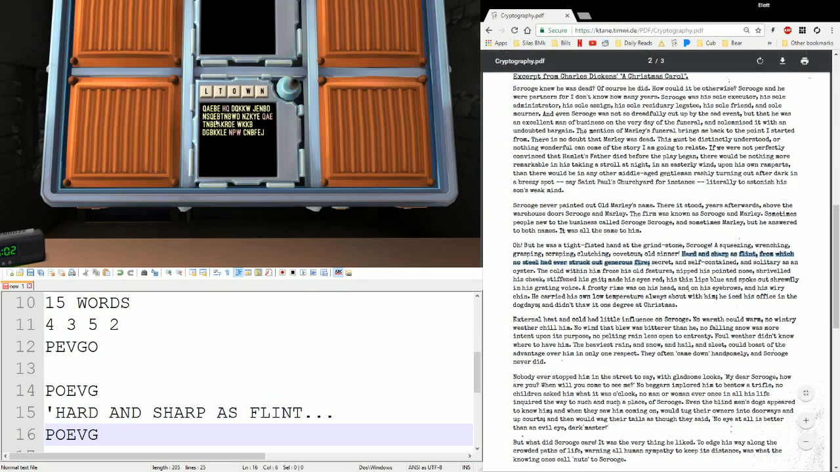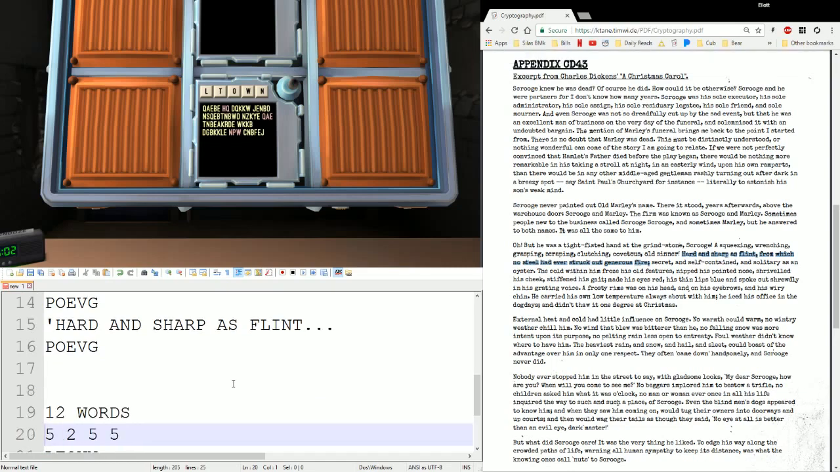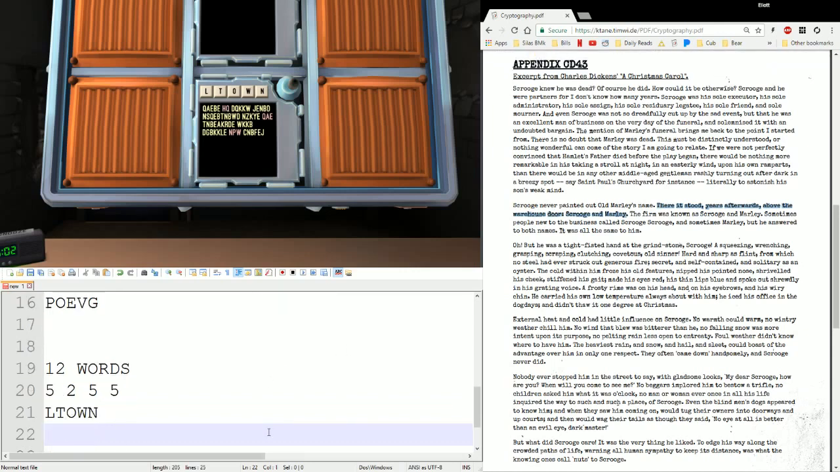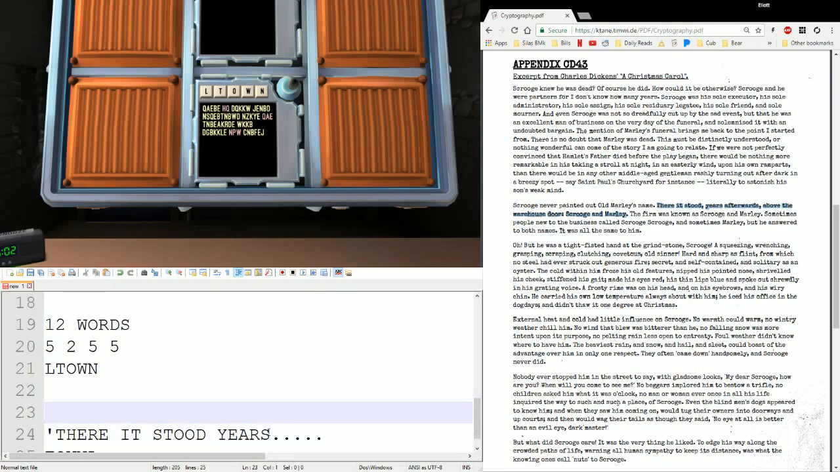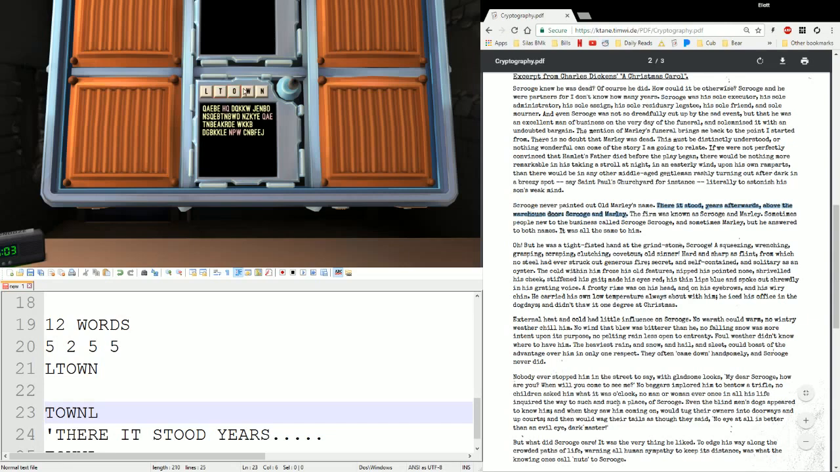Last one, L-Town. 5255 for a total of 12 words. This one we hadn't hit yet, so I thought this one was a good one to have. It was kind of an early one, though. There it stood years afterwards above the warehouse door, Scrooge and Marley. So letters, T, well there's the T we need. There it stood, O is a letter I need, years afterwards, looking for the L and the N to finish. Above the warehouse door, Scrooge and Marley. L, so, L-Town.